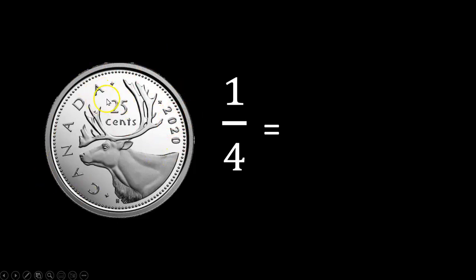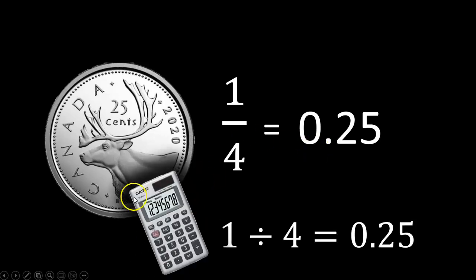You know this to be called a quarter, right? That's what the fraction looks like. You also happen to know that it's worth 25 cents. But how do we do that? Okay, if you get out your calculator and you divide 1 by 4, you will get 0.25. It's that easy. You just take the top number and divide it by the bottom number.